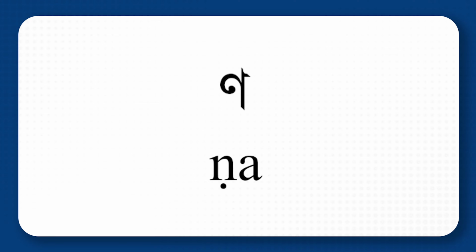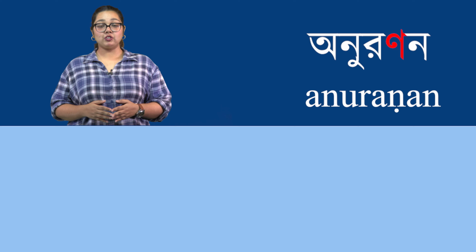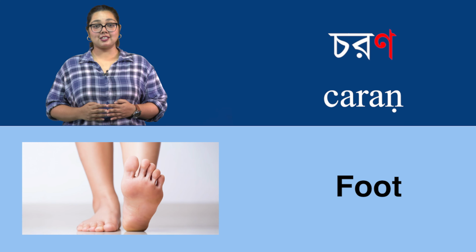The next letter is Murdhanna. The pronunciation is similar to the na in the English word rain. The letter is Murdhanna. Note that the extended projection at the right side is called Ardhamatra. This letter can occur word medially, such as in Onuronon, which means resonance, and word finally in Choron, which means foot.